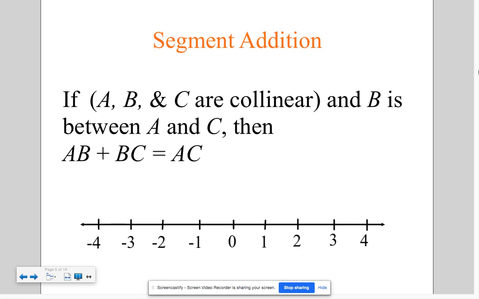It basically means if we've got a line, and we've got 3 points on the line where one point is in between the other two, if we were to divide it into the two small segments that make up the biggest segment, we could add those two smaller ones together to equal the big segment length.